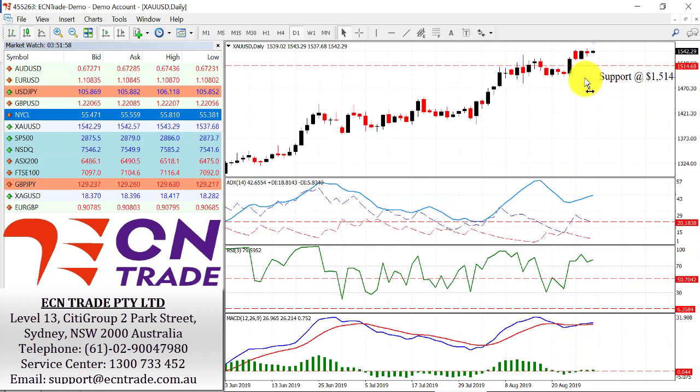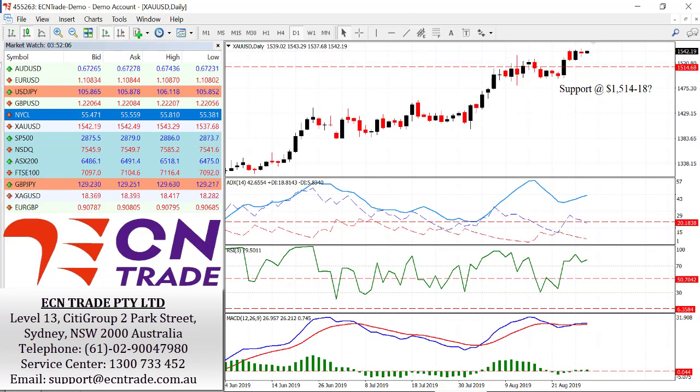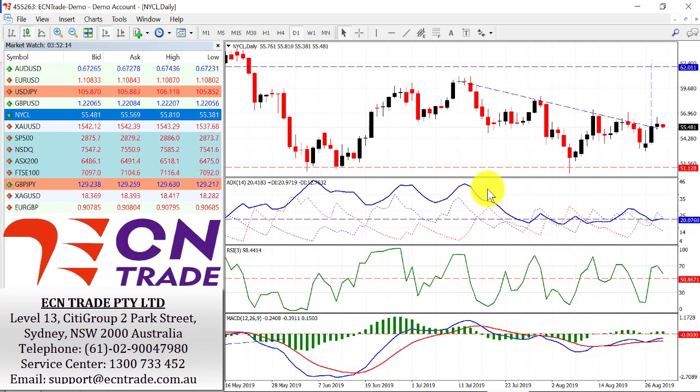Well, the market for gold still shines, and as you can see, we're still holding above the support at 1,514 to 18, and still a threat to the upside, looking towards 46, 50 to 56. Minus support though, seen at 38.